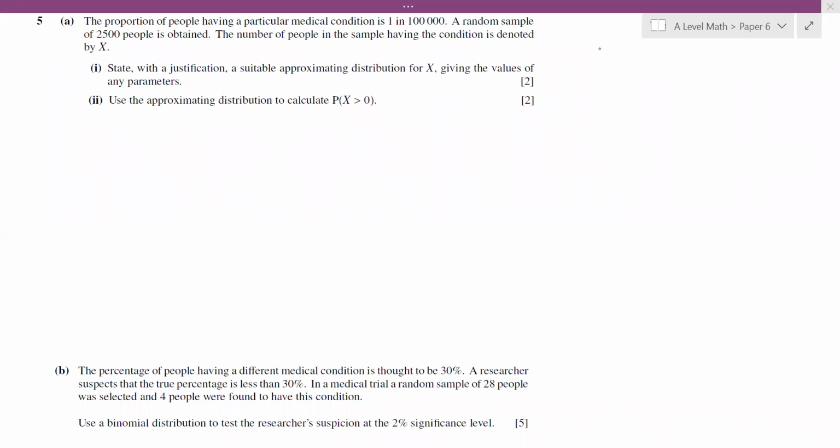The proportion of people having a particular medical condition is 1 in 100,000. A random sample of 2,500 is obtained. The number of people in the sample having this condition is denoted by X. So N is 2,500, and the probability of success is 1 in 100,000.